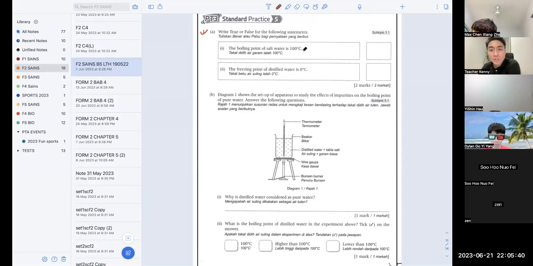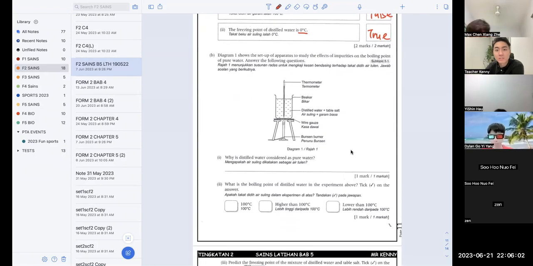All right. Boiling point of salt water is 100 degrees Celsius. This is false. Remember, salt water doesn't boil at 100. Salt water is always higher than 100. Freezing point of distilled water is 0. This is true. Distilled water means pure water.